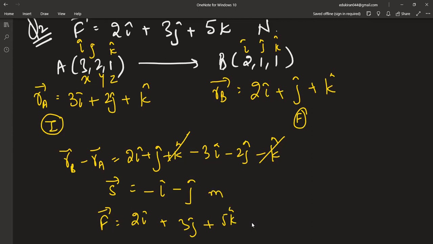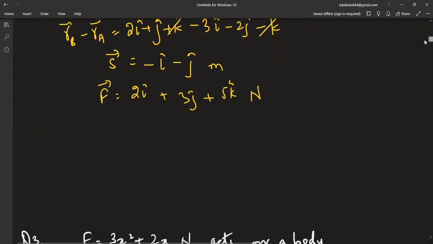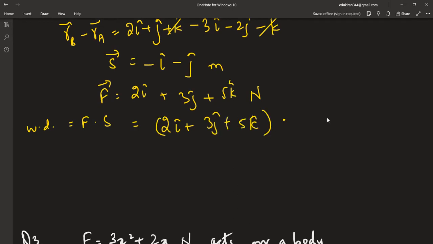This is in meters, this is in Newton. So when we are taking their dot product, all the coefficients will get multiplied. So for work done, you will have F dot S. Force is 2 I cap plus 3 J cap plus 5 K cap dot displacement, which is minus I cap minus J cap.